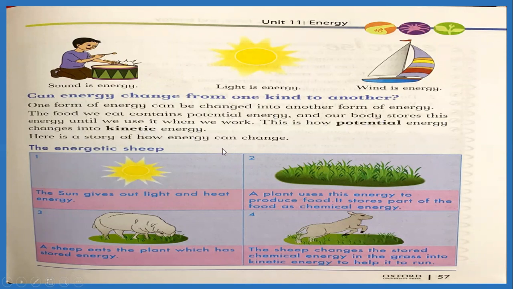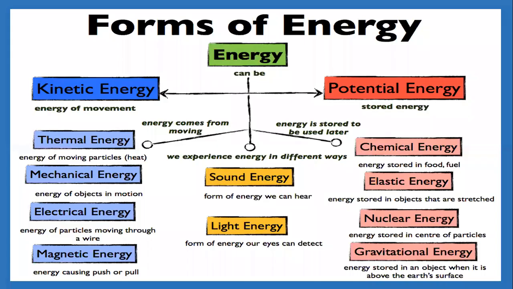Here is a story of how energy can change. I already told you when we first read this chapter how the sun gives energy to the plants, and the sheep eat these plants and get the energy. Then the potential energy is stored in it, and when it starts moving, the potential energy is converted into kinetic energy. You can again say how kinetic energy changes into potential and potential into kinetic.